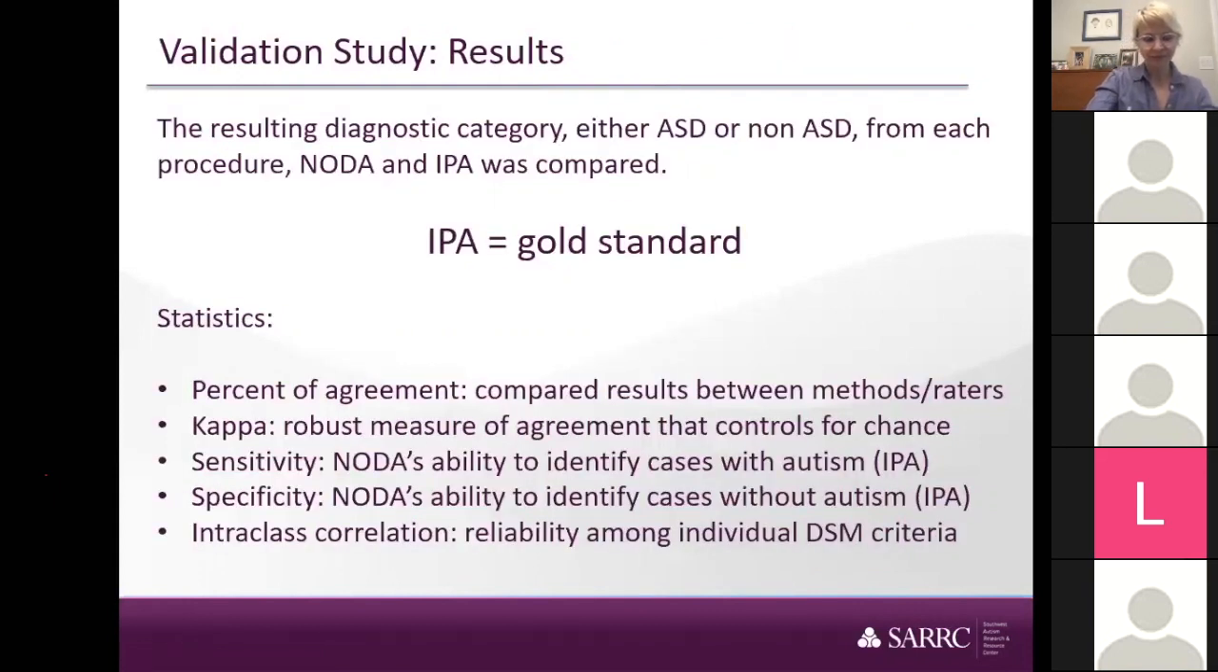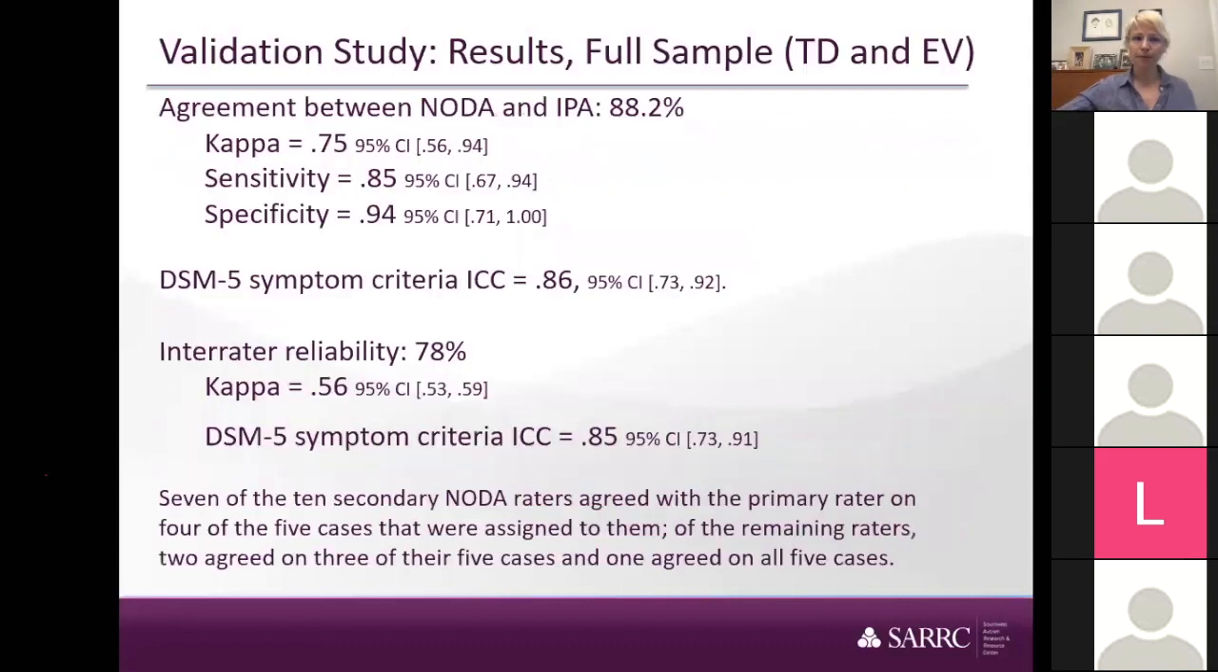We have calculated kappa as a robust measure of agreement that controls for chance. We calculated sensitivity and specificity, and then intraclass correlation to compare which DSM criteria were supporting the diagnosis for each of the procedures. And just looking at the results here from the full sample, this includes the typically developing kids and the families that were seeking the evaluation.